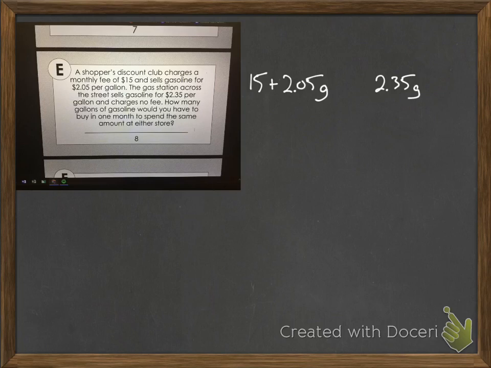How many gallons of gasoline in 1 month to spend the same? So when are they equal? Again, make sure you can retell the story. The place, like a Costco or something, right? $15 fee, but you get cheaper gas, $2.05 a gallon. How much would you have to buy to equal $2.35 a gallon across the street?